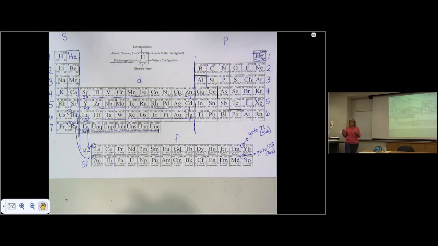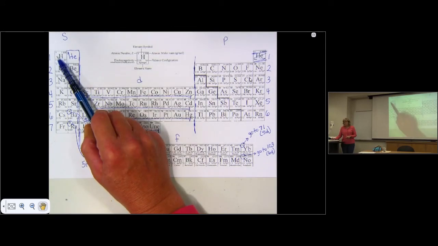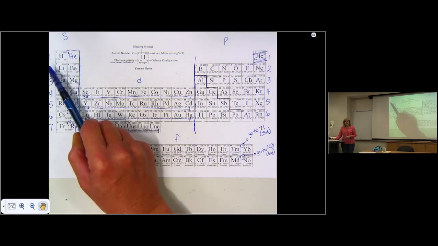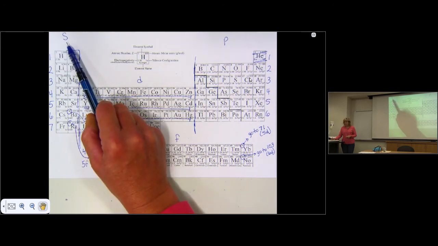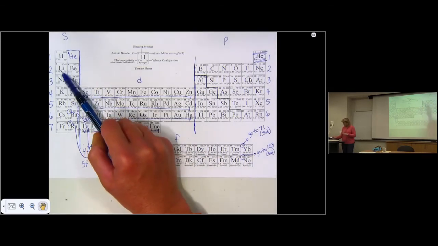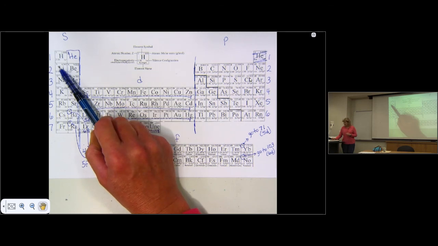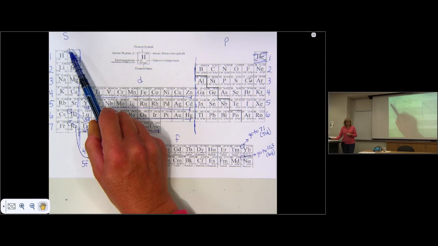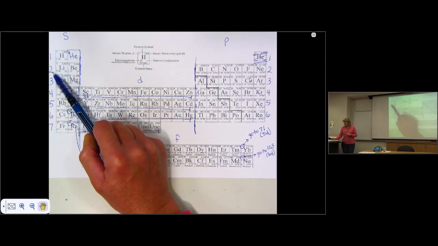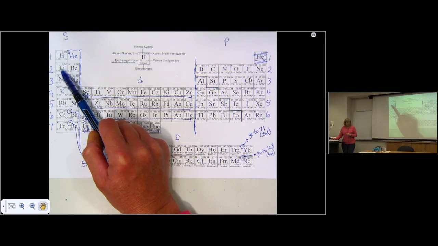Well, let me tell you what you would say if you were to write this sentence. Hydrogen has 1 electron. Do you agree with that statement? Hydrogen's 1 electron is in the first energy level, S subshell. Everybody agree? If I said I want to know about lithium's electrons, you could say lithium has 3 electrons. There are 2 electrons in the first energy level, S subshell, and there is 1 electron in the second energy level, S subshell. Does that make sense?